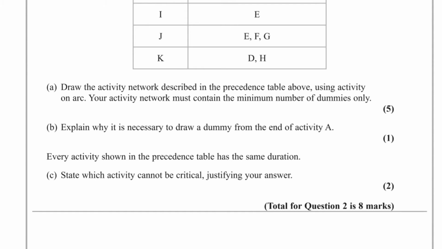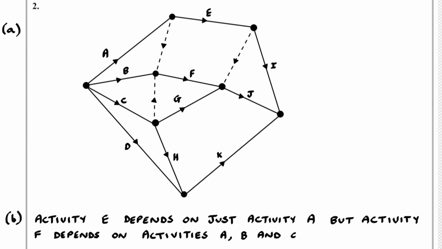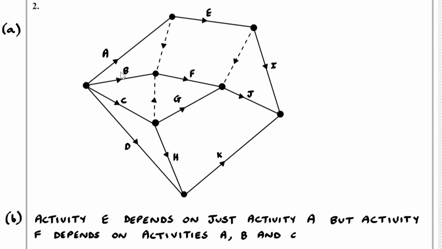For part B of the question, we have to explain why it's necessary to draw a dummy from the end of activity A. So we've got this dummy activity over here at the end of A. Now the reason we must have a dummy is because activity E, this depends on just A, but activity F depends on A, B and C, which is why we need a dummy at the end of A, as we see here.